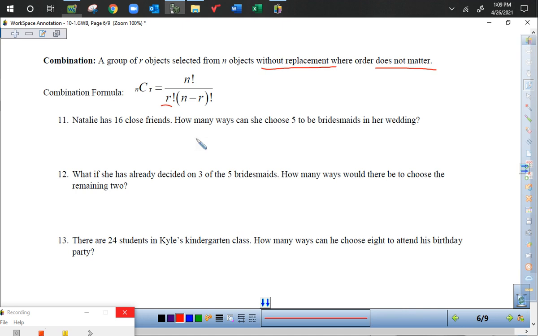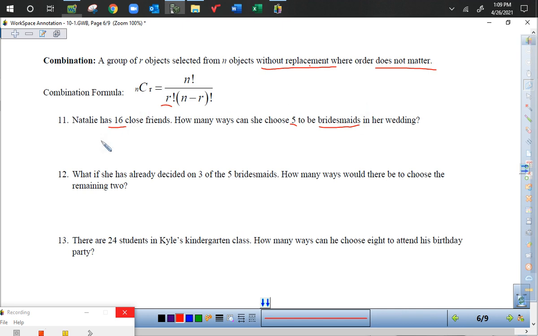How many ways can she choose 5 to be bridesmaids in her wedding? Okay, so we're choosing 5 from 16. We can't have repeats because that would mean one person is being 2 different bridesmaids, so that doesn't work. Order doesn't matter because they're all bridesmaids. It's just a group having the same job, so how they line up doesn't matter. That makes it a combination.